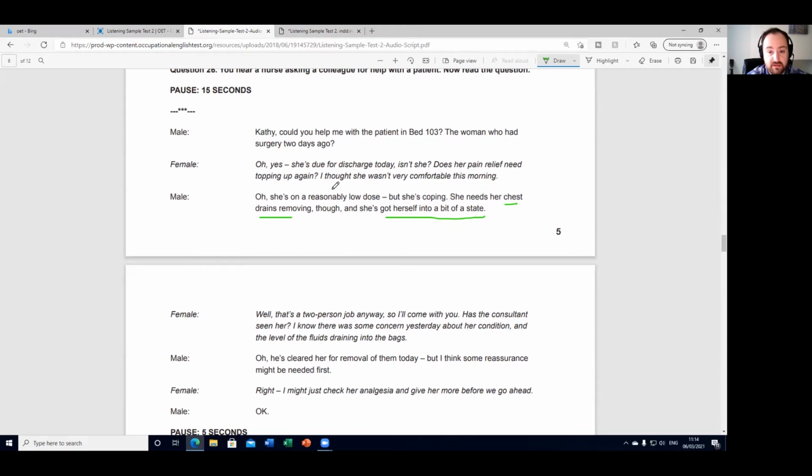Can we see anything like that? It says, does her pain relief need topping up? She's on a reasonably low dose, but she's coping, so she doesn't need more. She's not reporting pain increase. So that part there shows us that C is wrong, and we know that she's been cleared for removal, so she's not deteriorating as well. She's also cleared for discharge as well, which shows us that A is incorrect, and this part here shows us that B is the correct answer. Did you get it right? Let me know in the comments.